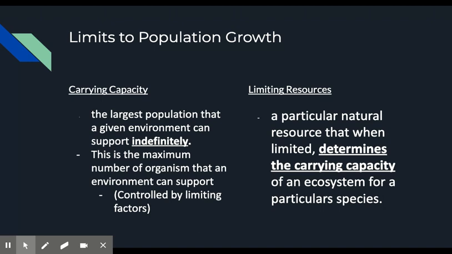Right. Limiting resources, it's a particular natural resource that when limited, determines the carrying capacity of an ecosystem for a particular species. And we kind of just talked about that in our little caribou tundra example. So the big thing to know here, you guys, is that limiting resources, which are the resources that you use to survive, like your food, your water, your shelter, are going to determine the carrying capacity of an environment.